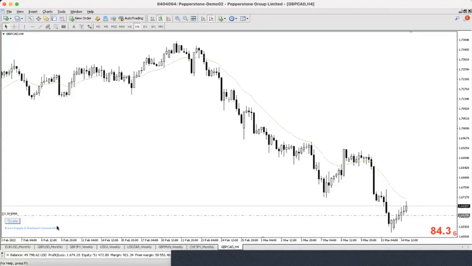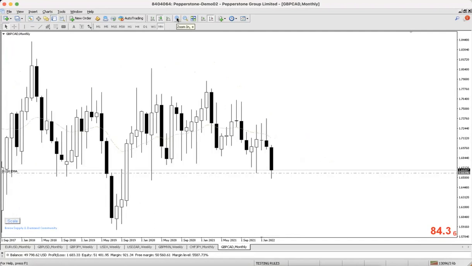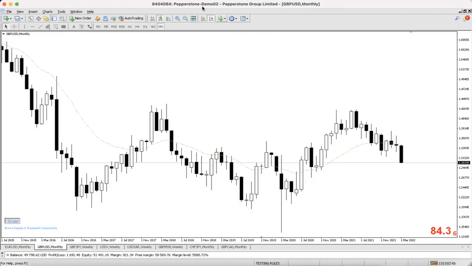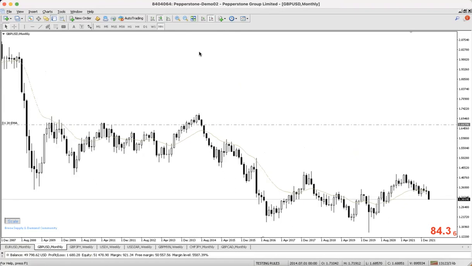All right, so if you look at this chart, it's a pound CAD. This one is 2 wiki. Let me find the one that is not 2 wiki. All right, so this is a monthly time frame.